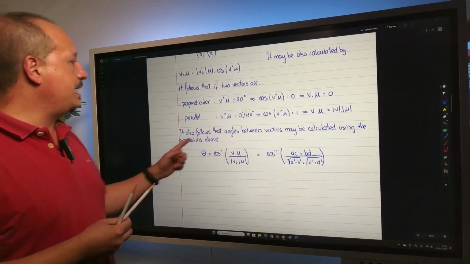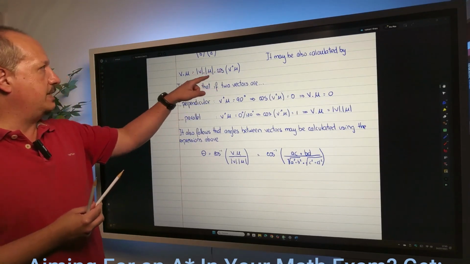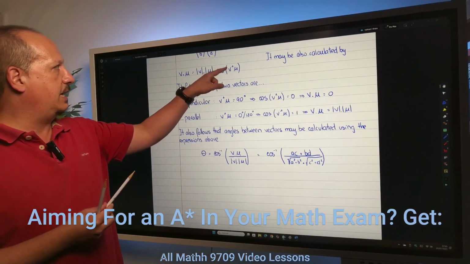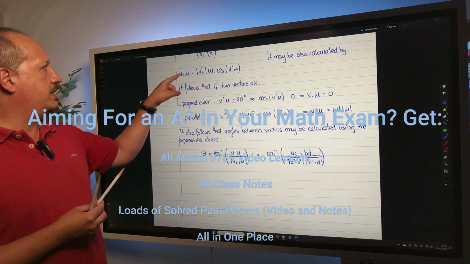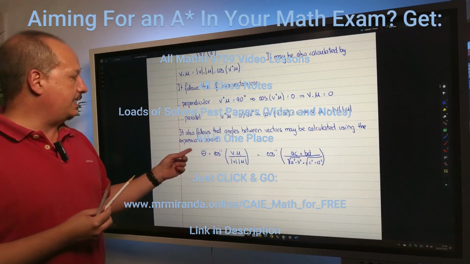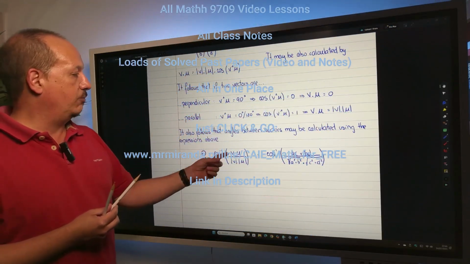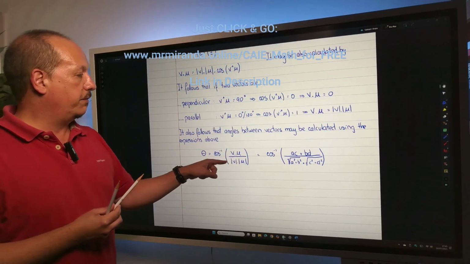If you combine this information with what you have over there, it means that, given the right information, you can find the angle between two vectors. Just working out this, you can see that cosine of the angle that you want, which I'm going to call theta, is just v times u divided by the product of their magnitudes, which means that the angle is going to be cosine negative 1 of v times u divided by the product of their magnitudes.